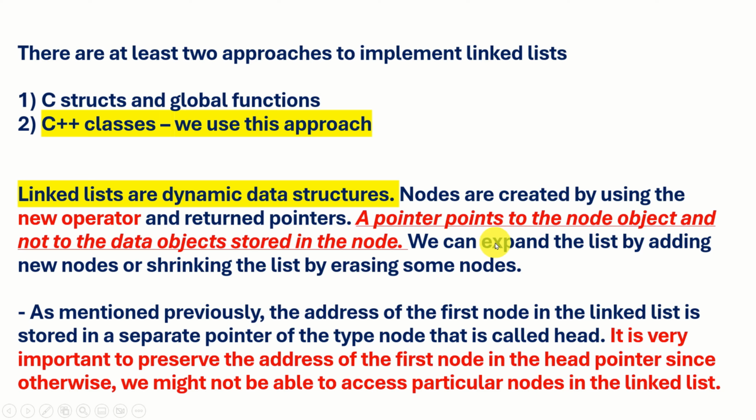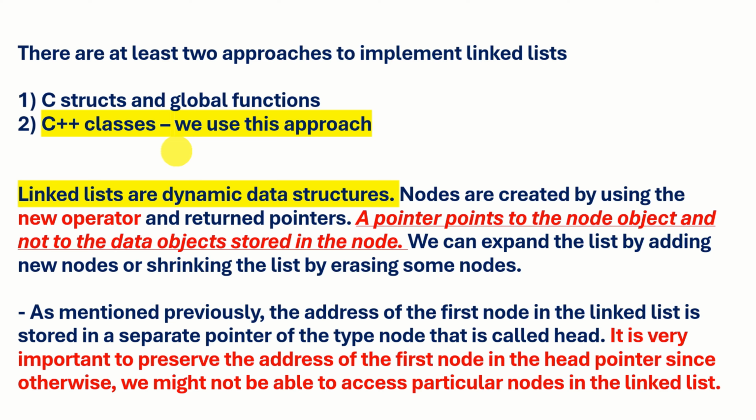There are at least two approaches to implement a linked list in C++. We can use C structs, or C structures, and global functions. Then we can use C++ classes, and we will follow this approach in this tutorial. And of course, there are also other approaches for implementing linked lists. These other approaches are for more advanced users.